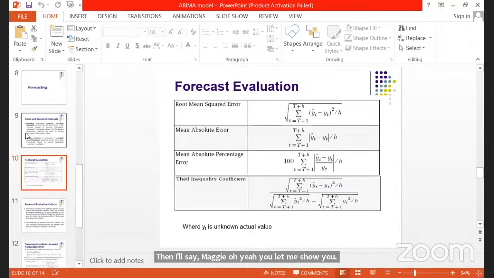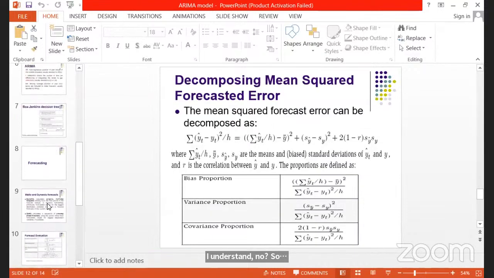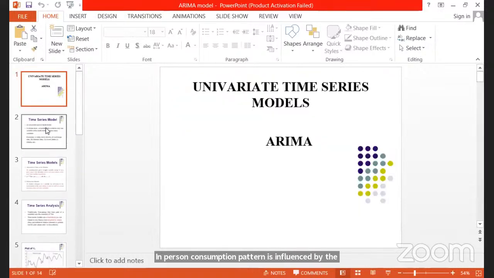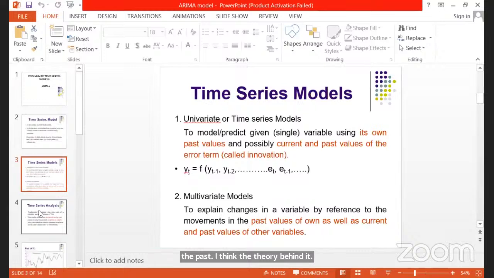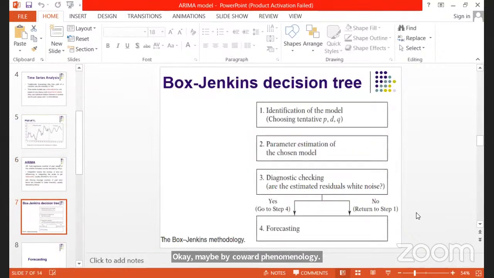Understand, no? So, the present consumption pattern is influenced by the past. Nothing theory behind it. Okay. Maybe by phenomenology, maybe inertia. There are many reasons for it. Okay. So, YT is influenced by the YT minus 1. So, present share price, correct?